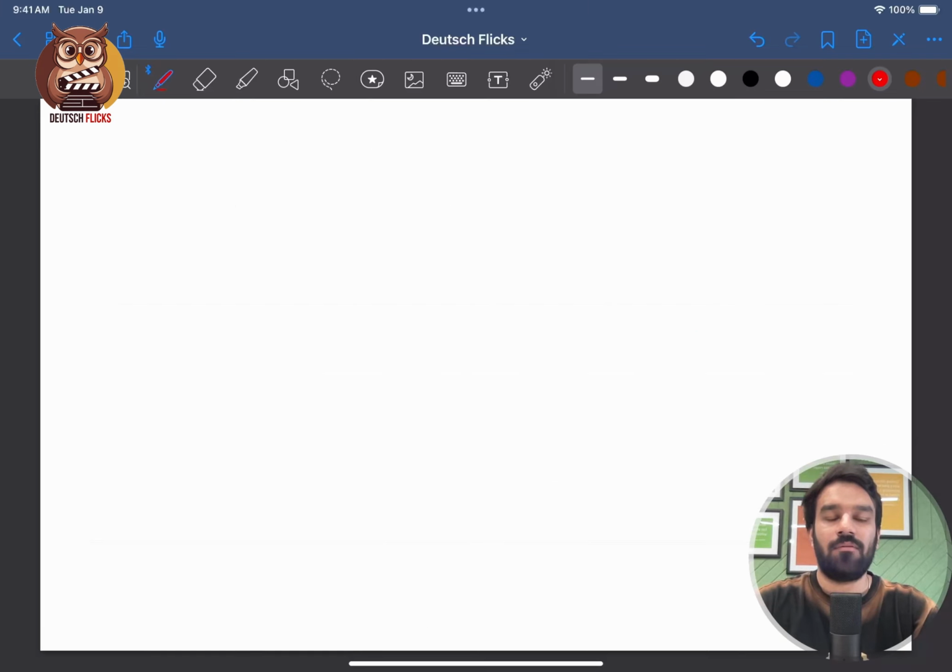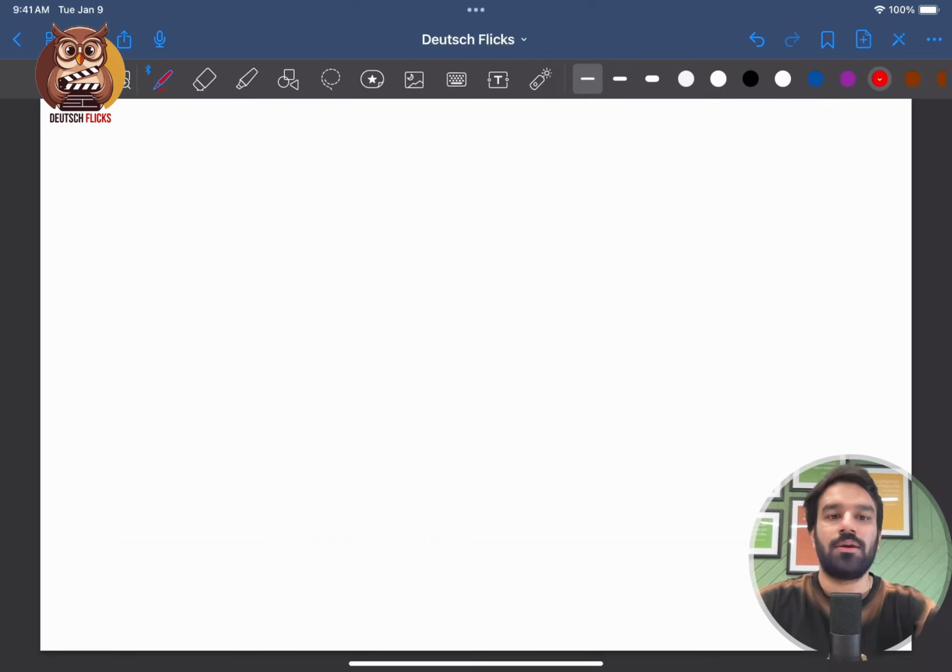Okay, so I have a question. If we have a modal verb and a main verb in a sentence, which one will you conjugate? Or is it like you will conjugate both of them? Think about it. The answer is we will conjugate only the modal verb, because these are helping or auxiliary verbs, and we use the main verb as it is without conjugation.